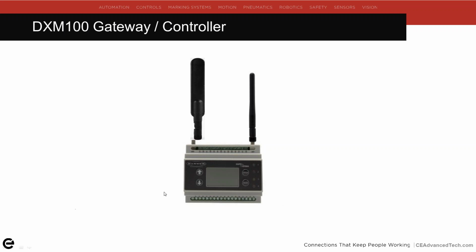Notice this one has 2 antennas. One is the wireless antenna for its sensor network, and that's the DX80 style sensor network. And if you're not familiar with DX80, I'll talk about that here in a moment, just to bring you up to speed a little bit. Additionally, you see this other antenna. That could be a cellular option.